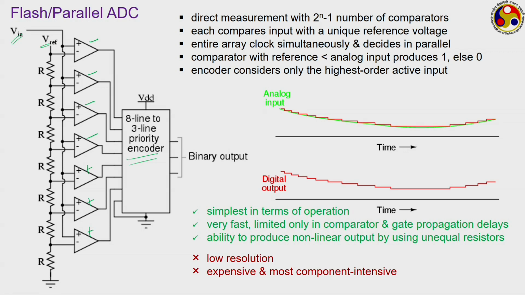Like in this case, for a 3-bit output we need 7 comparators, whereas think about an 8-bit conversion: then you will need 2 to the power 8 minus 1 comparators. So the number of comparators keeps on increasing rapidly with the number of output bits. Accordingly, it becomes expensive and very difficult to design, and the power consumption also keeps on increasing.